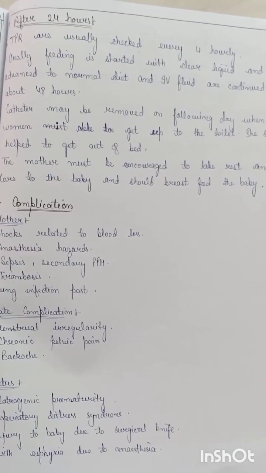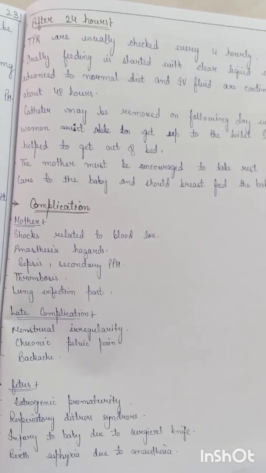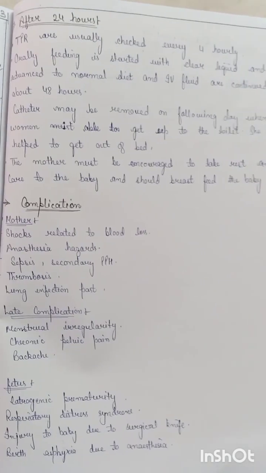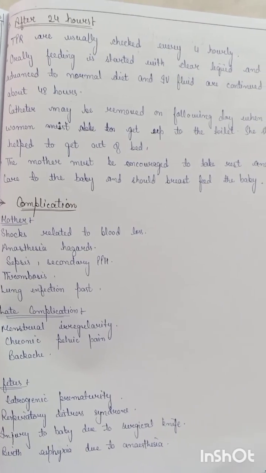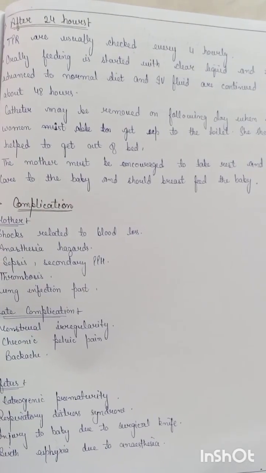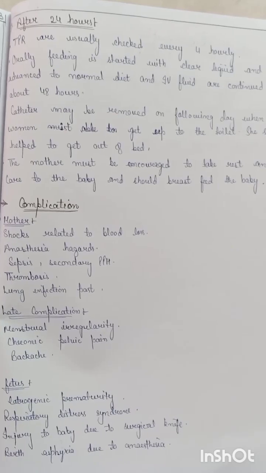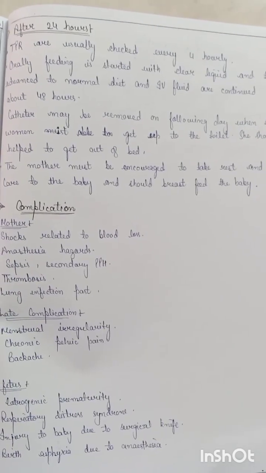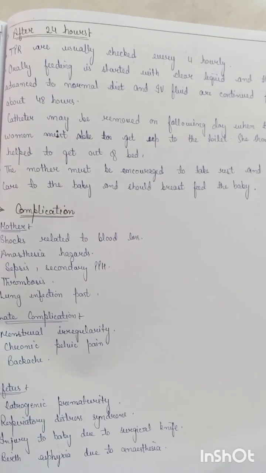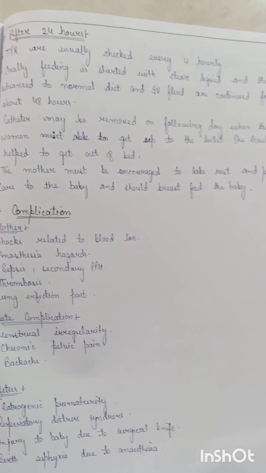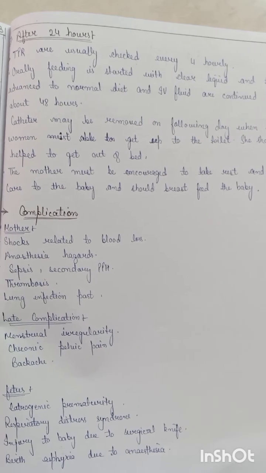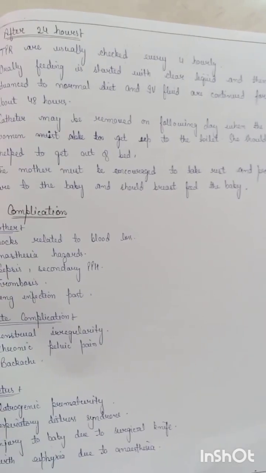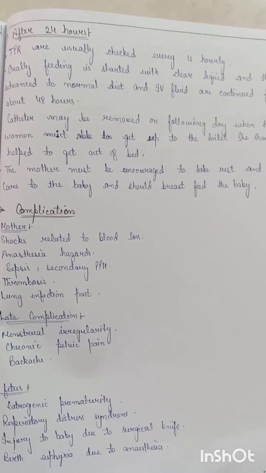After 24 hours, TPR is usually checked every 4 hours. Oral feeding is started with clear liquid and then advanced to normal diet, and IV fluid is continued for about 48 hours. The catheter may be removed on the following day when the woman is able to get up to the toilet. She should be helped to get out of the bed. The mother must be encouraged to take rest and provide care to the baby and should breastfeed the baby.